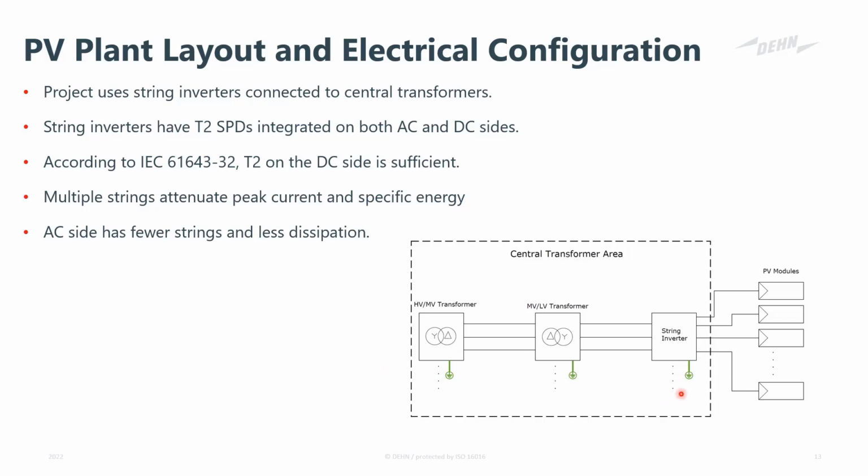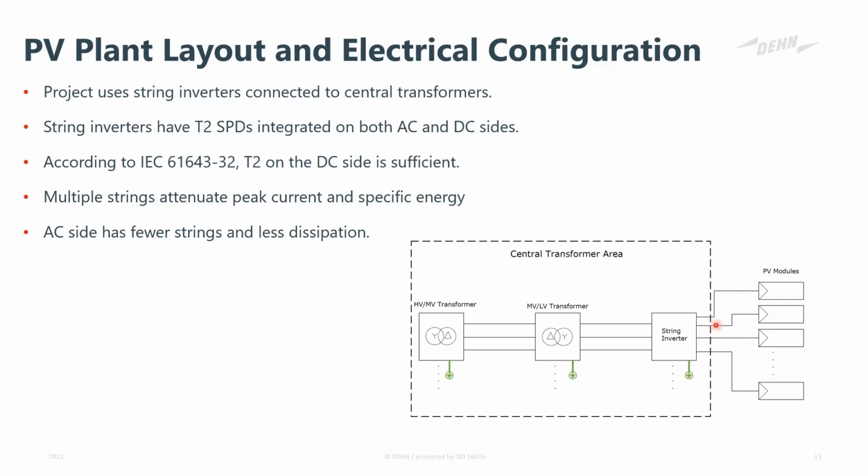Now, the type 2 or the string inverters have type 2 surge arresters integrated inside of the inverter on both the DC and the AC sides. That's standard when you purchase them. Some manufacturers do offer to upgrade this to type 1, but most of them actually don't. According to the IEC 61643-32 standard, type 2 SPDs are sufficient to be used on the DC side of string inverters. The reason is that we have 24 strings on the DC side of the string inverter, meaning that there's a lot of attenuation before it enters the inverter.